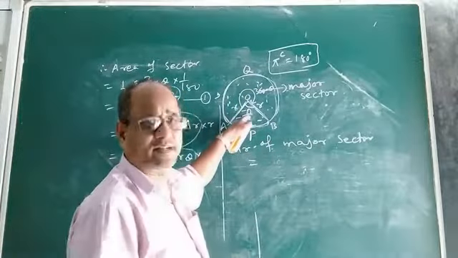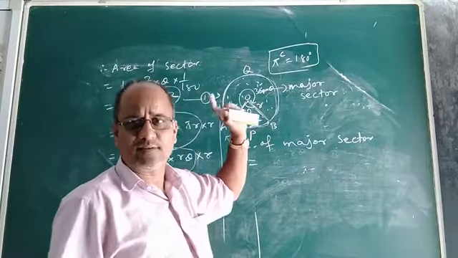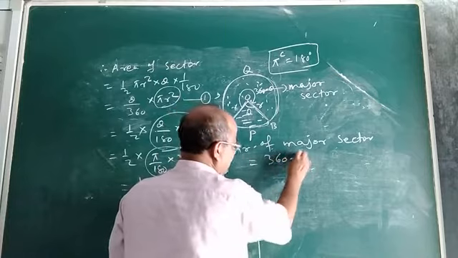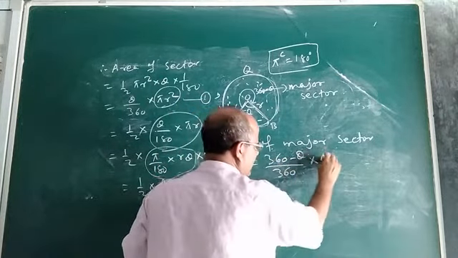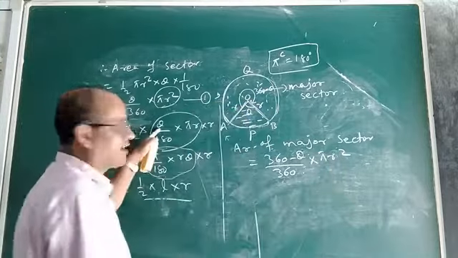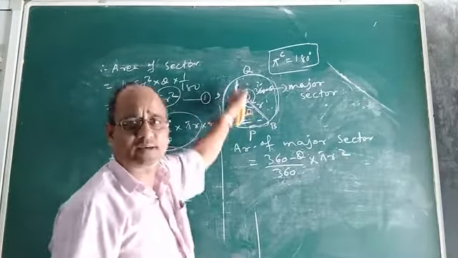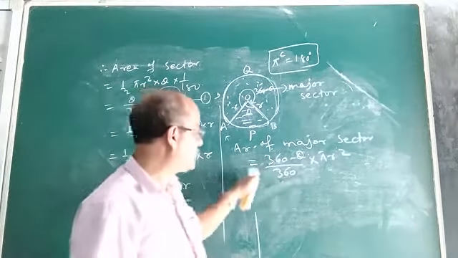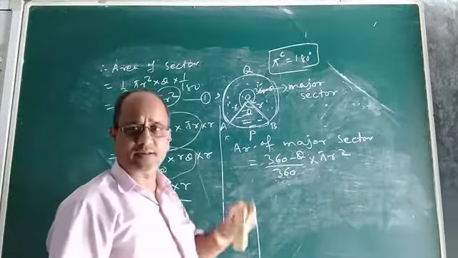So find the reflex of theta. So the sector angle will be 360 minus theta. You can use this formula, 360 minus theta by 360 into pi r square. That means here the angle was theta in case of minor sector. But in case of major sector, the sector angle will be 360 minus theta. It is the reflex of theta. So you can use this formula to find what? The area of major sector.